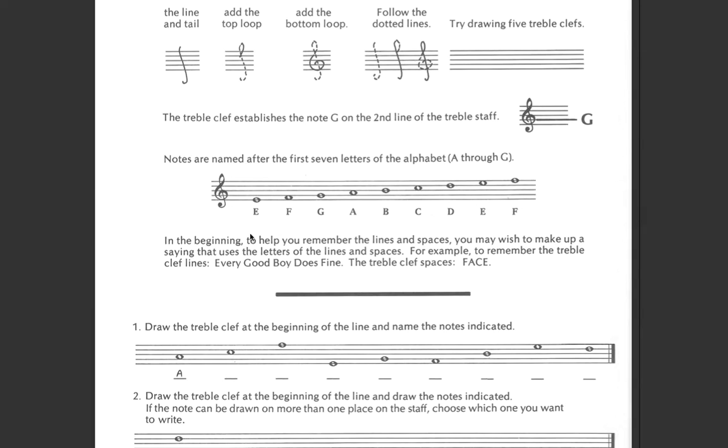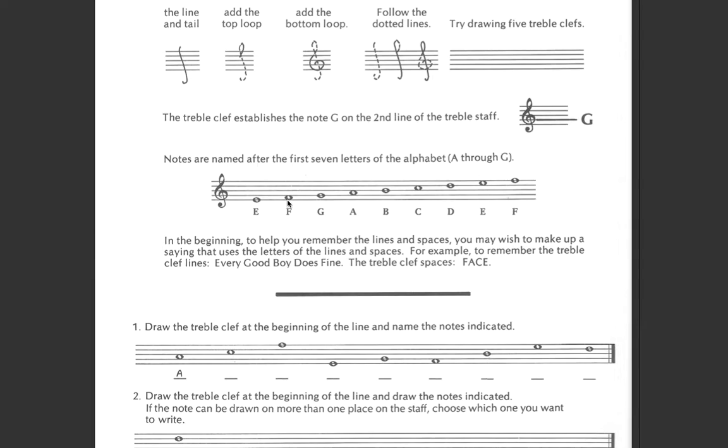Sometimes having acronyms is easy. It makes it easy to remember things. In this case, some very common acronyms for the lines and spaces are going to be, the lines from lowest to highest are going to be every good boy does fine. Okay, so that establishes the line. Every good boy does fine. Okay, so there's an easy way to remember the lines.